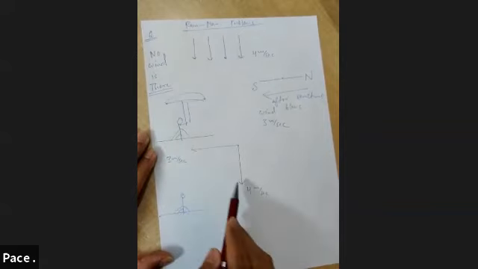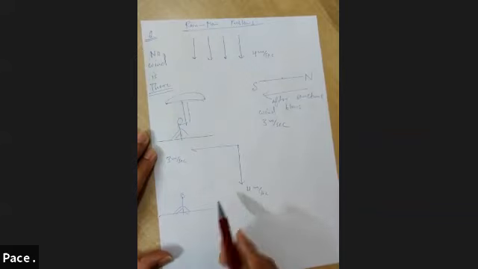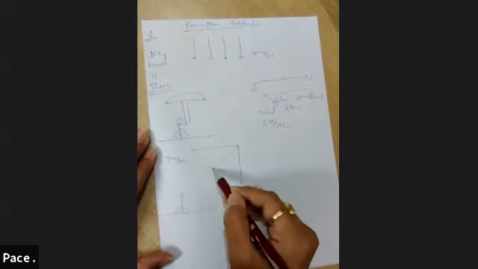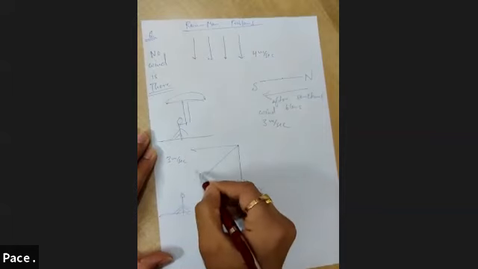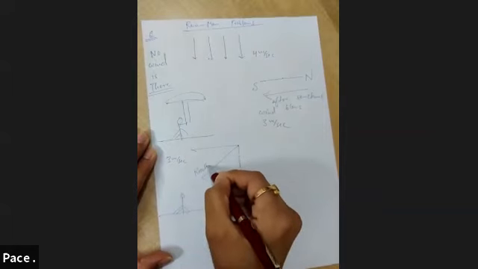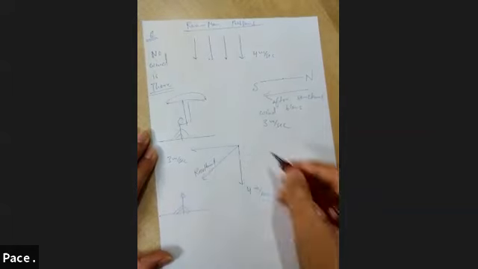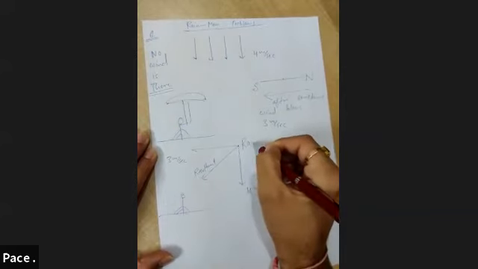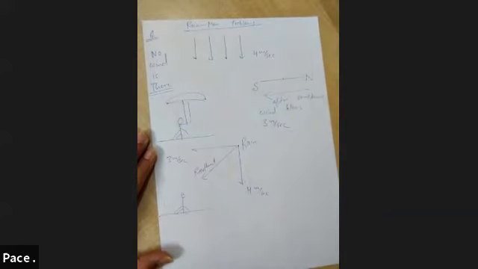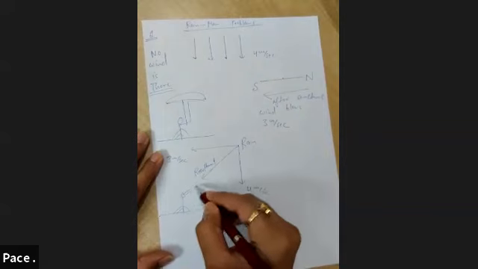So what would be the resultant velocity vector of rain? It would be somewhere here. This would be the resultant. This would be the resultant vector of the rain. Correct. So the umbrella should be like this.